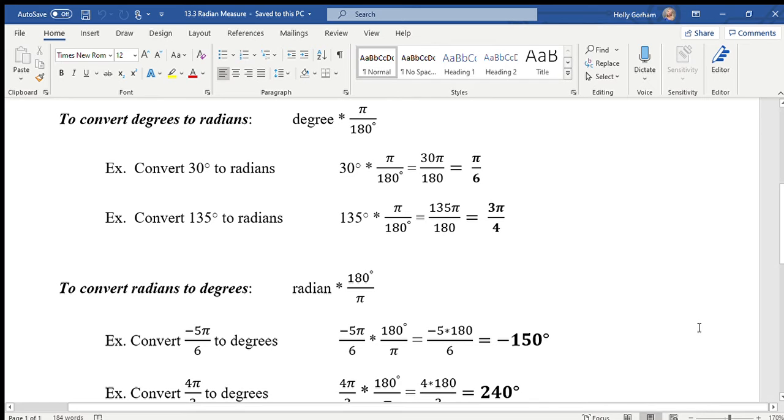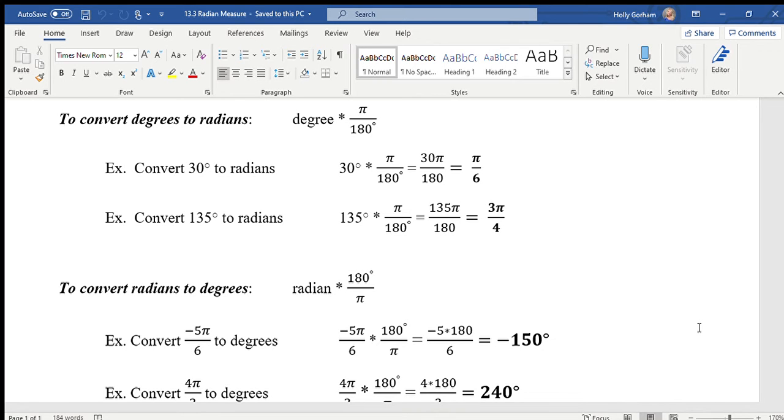So let's look first at converting degrees to radians. What you're going to do is you're going to take your degree measure and you're going to multiply by pi over 180. Why can we do pi over 180? Because pi and 180 are the same thing. So if I put pi over 180, technically that fraction is just 1. And multiplying by 1 doesn't change anything, it just changes the way it looks.